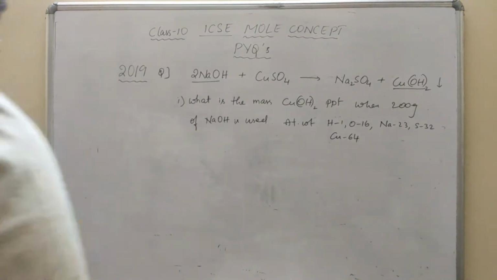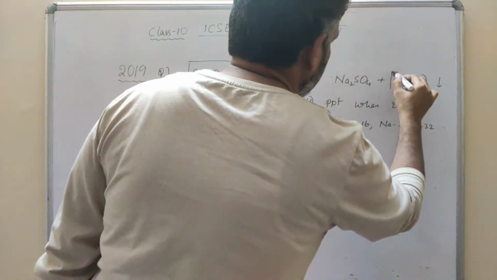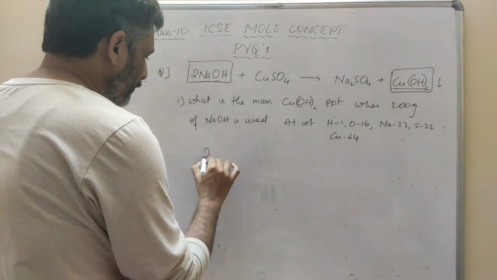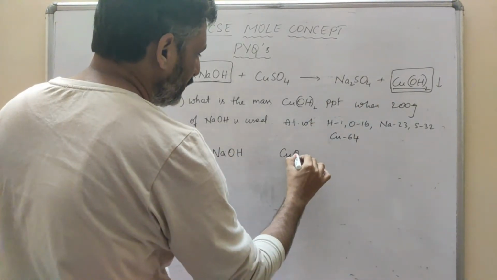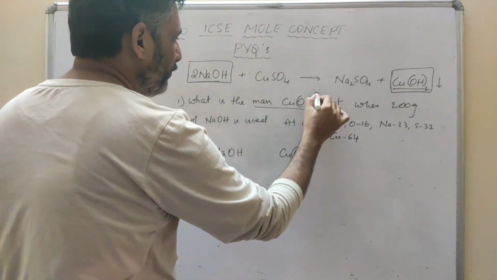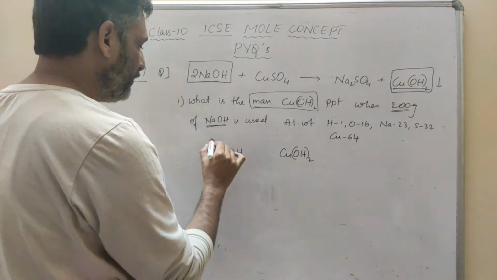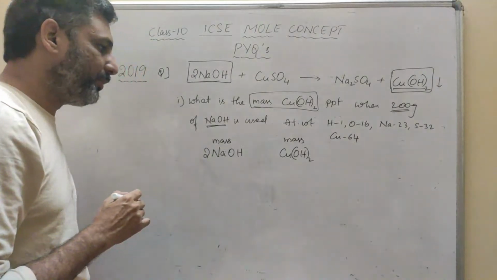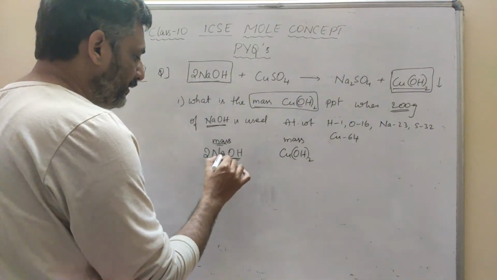Right? So in this you have to take these two substances, 2NaOH and copper hydroxide, Cu(OH)2. So it is a relation between the mass of copper hydroxide and, when 200 grams, the mass of NaOH. So it is the relation between the mass of sodium hydroxide and the mass of copper hydroxide. And you will find the molar mass, because for this mass you will write the molar mass here.